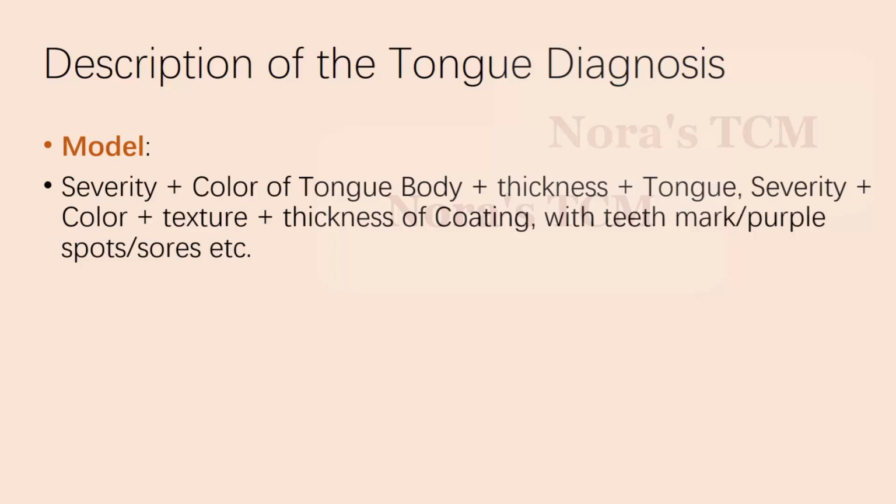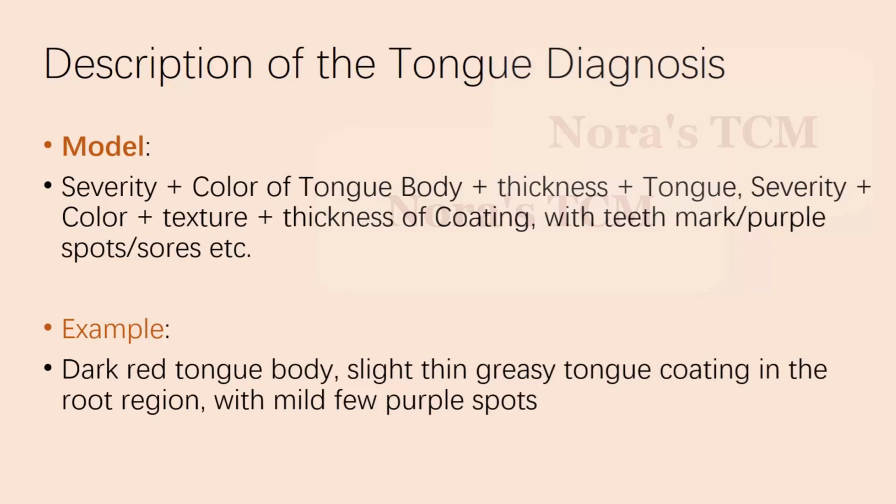Severity plus color and texture and the thickness of the tongue coating. That is for tongue coating. And finally, other accompanying signs like teeth marks or purple spots or sores, etc. For example: dark red tongue body, slightly thin greasy coating in the root region, with mild, few purple spots.